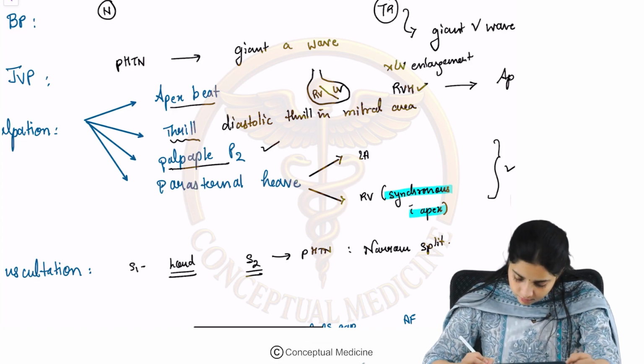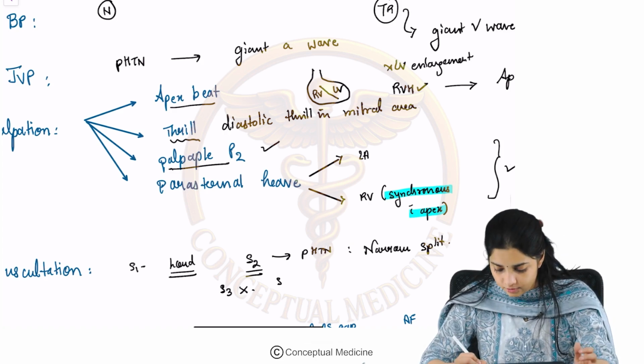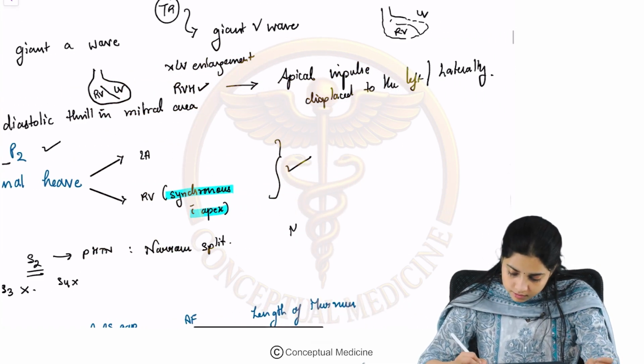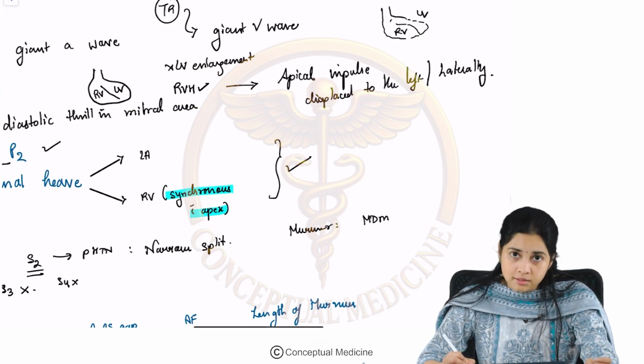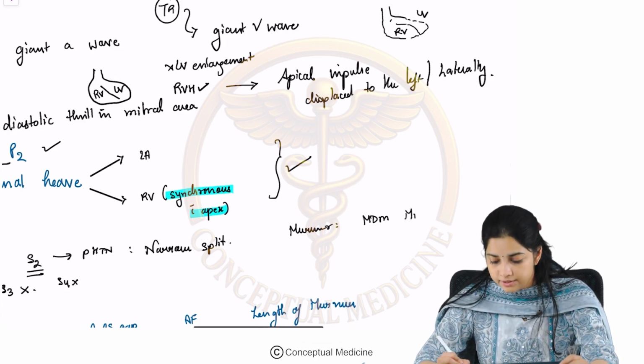Okay, fine. Now, will you find an S3 in MS? No. Usually, you do not find an S3 or S4 in mitral stenosis. What about the murmur? The murmur is a mid-diastolic murmur which is heard in the apex, which is heard in the mitral area.